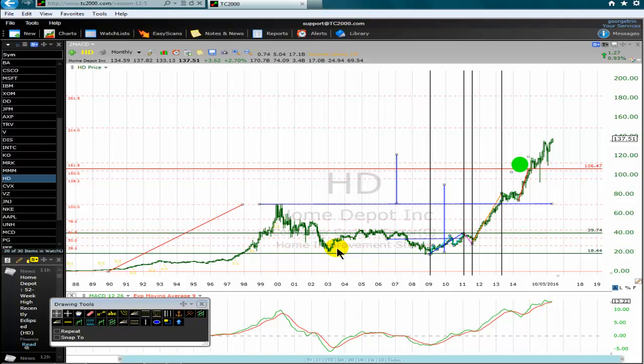All right, so I counted five waves last year, and I was expecting Home Depot to pull back and start a correction in the zone of 106.47. Since then, the price continued to go up. What is happening? Does Elliott wave theory fail? All right, so let's review my wave count.